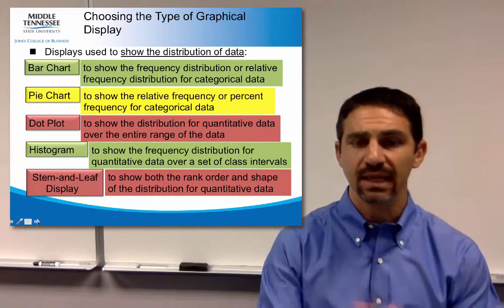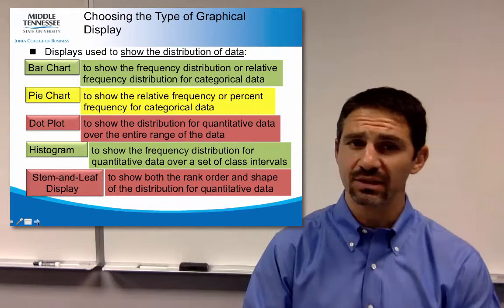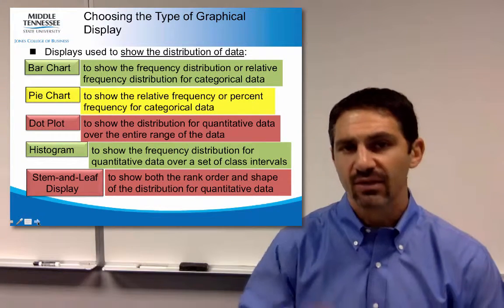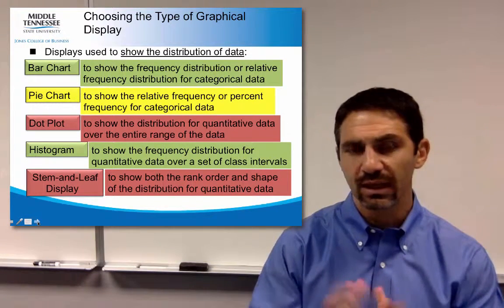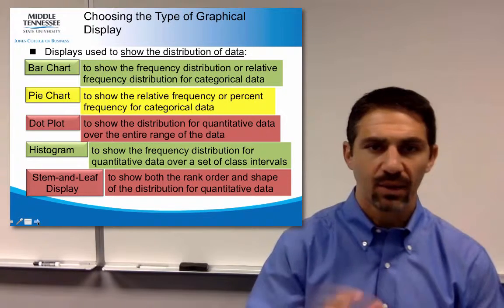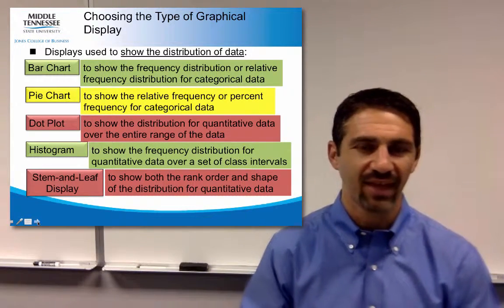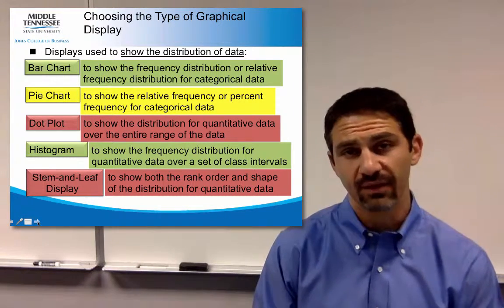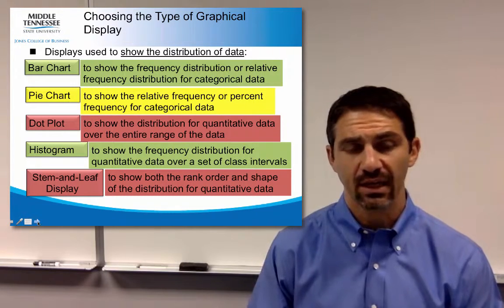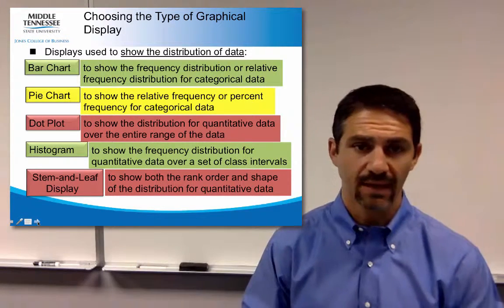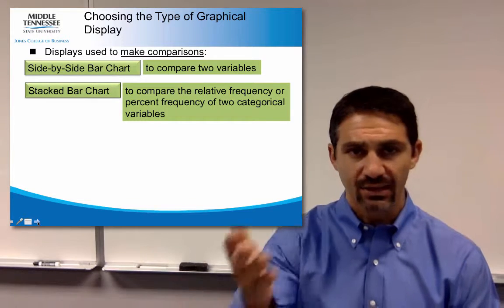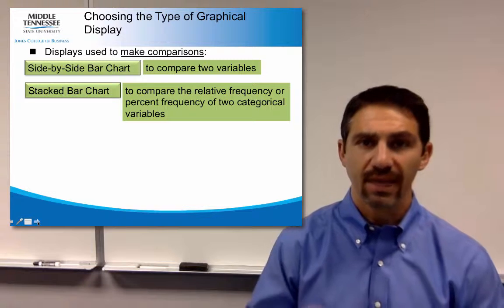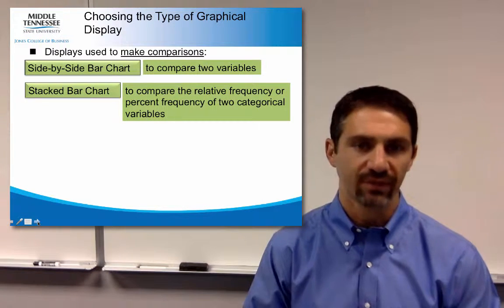Also, I've put these in different colors here, kind of a graphical display of the different types of graphical things we can do. And if you see, the ones in green are ones I'm really interested in you being able to do. And the one in yellow, pie charts, not a big fan of, but I'm going to show it to you anyways. Dot plots and stem and leaf we're not going to cover. So that just gives you a little bit of an idea of what we will cover and what we will not for this chapter. Last two, just side-by-side bar charts and stacked bar charts. Take a look at those as well.